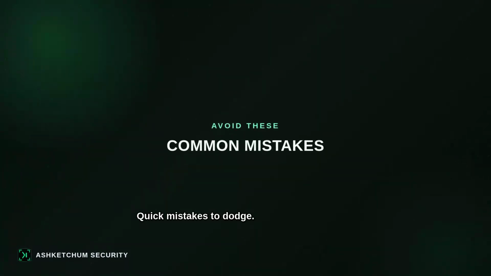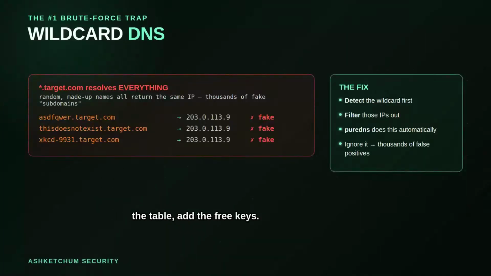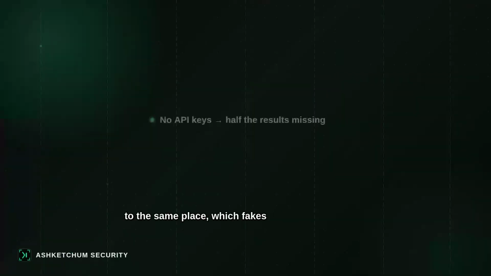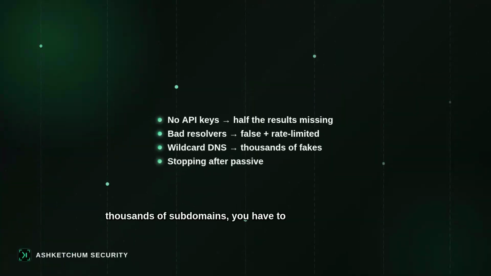Quick mistakes to dodge. Number 1: running subfinder without API keys. You're leaving half your results on the table, so add the free keys. Number 2: brute forcing with bad or public DNS resolvers. You'll get false results and get rate limited, so use a clean resolver list. Number 3: ignoring wildcard DNS. Some domains resolve every possible name to the same place, which fakes thousands of subdomains, and you have to detect and filter it. And number 4: stopping after passive. Passive is the start, not the finish. The unique finds are in brute force and permutations.